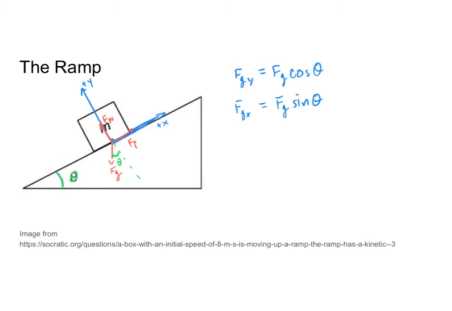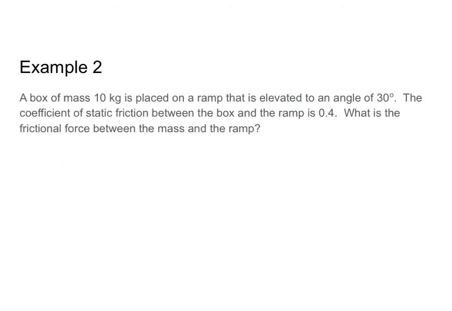So one thing I want you guys to notice here is that usually you're used to using sine for the y direction and cosine for the x direction. And with a ramp, we do switch that for the force of gravity. So let's go ahead and take a look at an example problem.